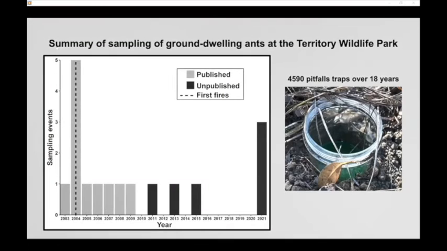The fire experiment started in 2003 and ants have been collected over the years since the start of the experiment. The final data that I'm going to use will cover over 18 years of sampling and include 4,590 pitfall traps. But today, what I'm presenting is data that starts at the beginning of the experiment all the way to 2015.